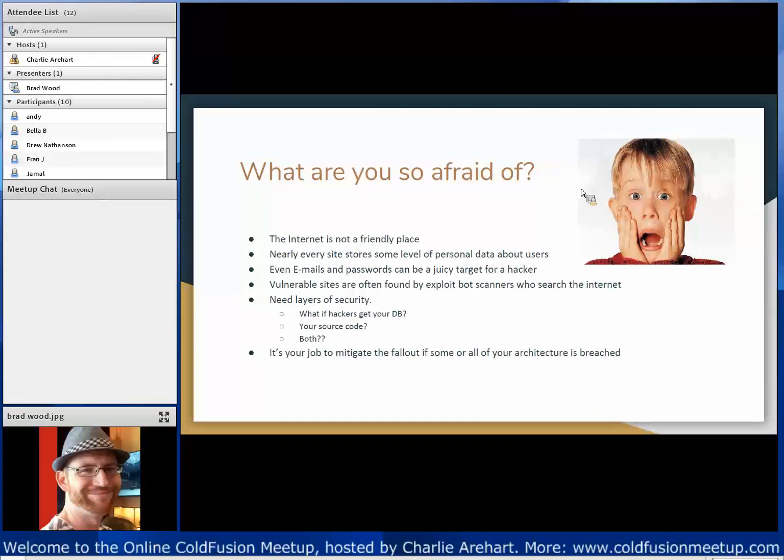So I shouldn't have to have this slide, but unfortunately I've had to explain to CIOs in the past why we even needed to bother securing the passwords in our database. I would actually be asked, can't we just store them in plain text?